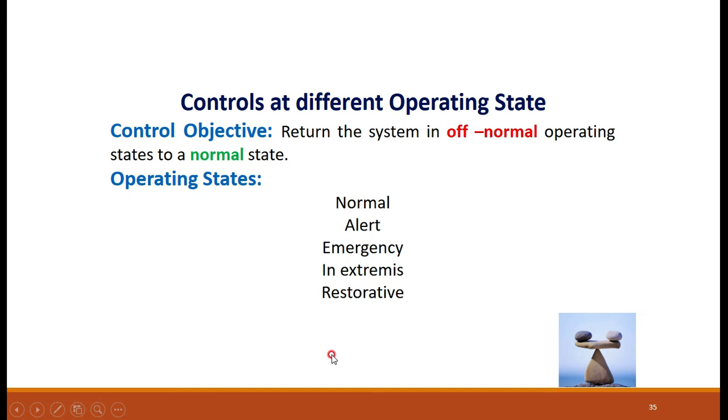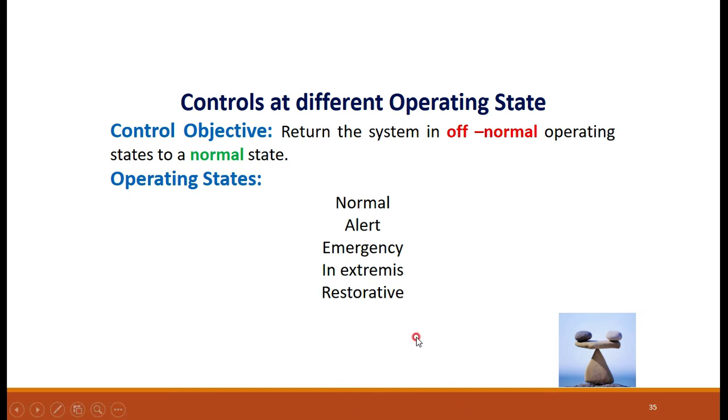The main objective of controls at the different operating stages is to return the system from an off-normal operating state to the normal state. That is, in the event of a large disturbance, if the system is changing from the normal state to another state in the disturbed mode, then our objective is to bring it back to normal. Then what are the different operating states you come across in power systems?